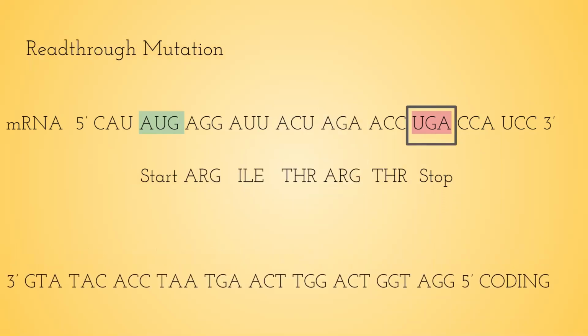Stop codons are essential in ending the amino acid sequence. So if our UGA stop codon became UGC and codes for cysteine instead, our sequence would just keep going as a read-through transversion mutation. Without a set baking time, our cake would end up overcooked and dry.